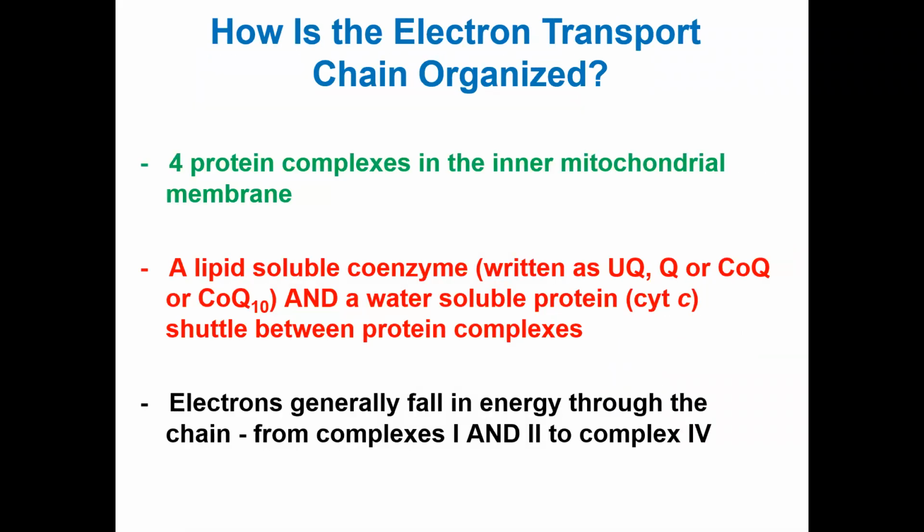So with that brief introduction, now let's look at electron transport chains, how they are organized. It turns out that there are 4 protein complexes and they all reside in the inner mitochondrial membrane. There is a lipid-soluble coenzyme called quinone or ubiquinone, and it is often written like this here, UQ, Q, or CoQ, or sometimes CoQ10. They all refer to the same lipid-soluble coenzyme.